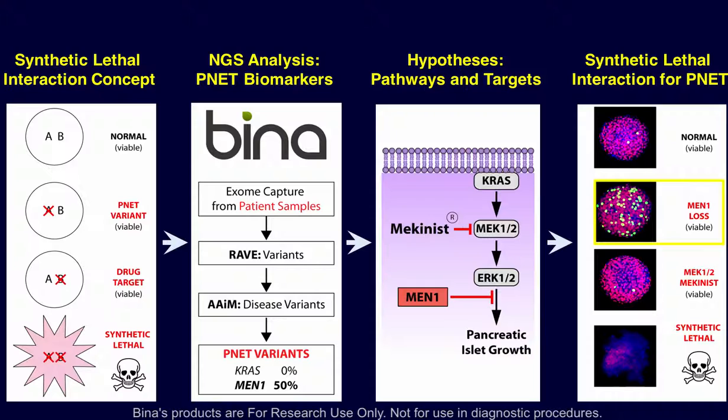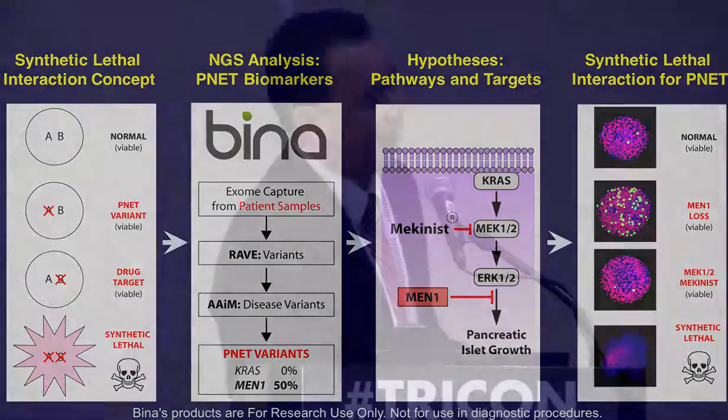If we treat these endocrine cells with a MEK1/2 inhibitor, in this case Mekinist, which is developed by Novartis and GSK, we find that there's no effect on the viability of these cells. However, when we combine MEN1 loss, which again is a unique feature of PNETs, with MAP kinase inhibition through the MEK1/2 inhibitor, we get synthetic lethality, where more than 80% of the cells will actually drop dead. So for us, this is a very novel and interesting finding, and resulted from our knowledge that we could glean from the NGS analysis, coupled to follow-up functional analyses as well.